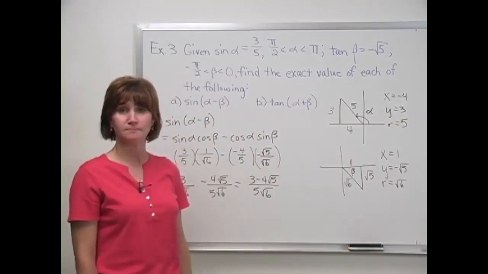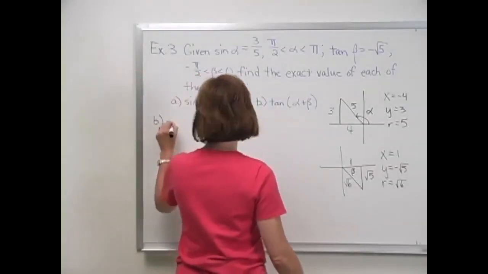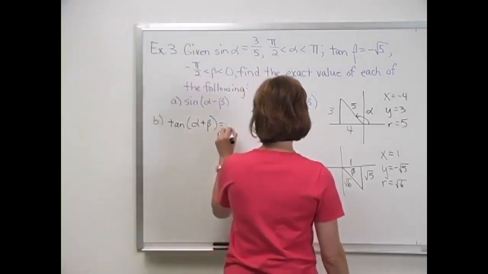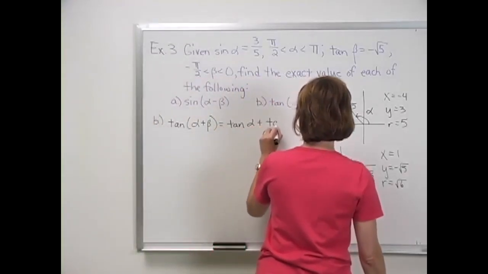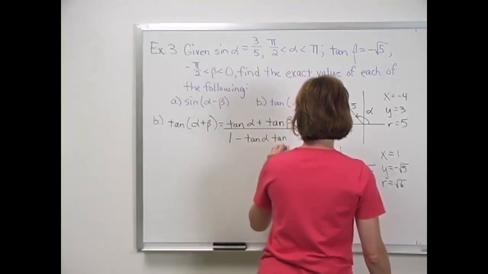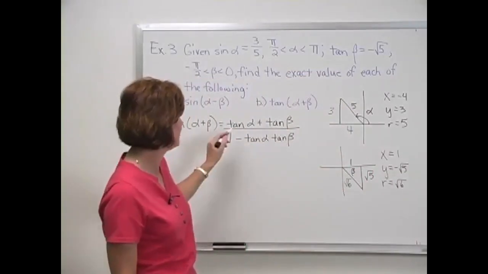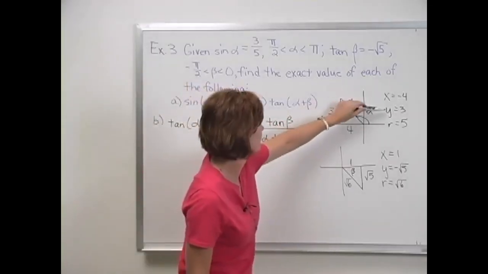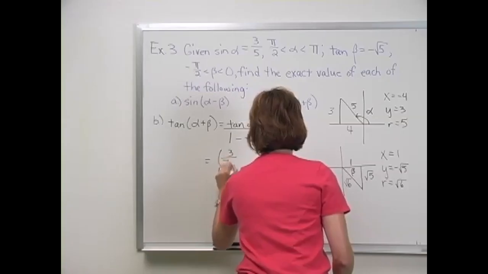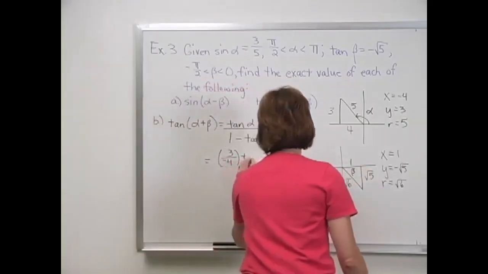Now let's look at part B. Now in part B, we want to find the tangent of alpha plus beta. So again, we write the identity for that, which is tangent of alpha plus tangent of beta over 1 minus tangent alpha, tangent beta. And now that we've got our pictures still, we'll just use those to find these values. What's the tangent of alpha? Remember, tangent of alpha is y over x, so we're going to get 3 over negative 4. And the tangent of beta would be y over x, which is negative square root of 5.